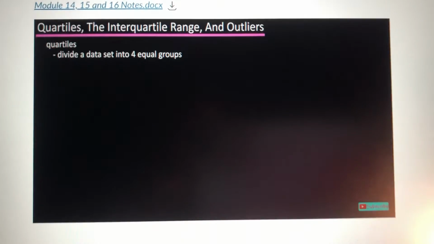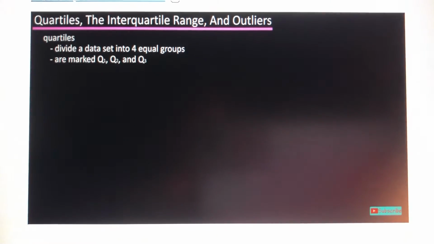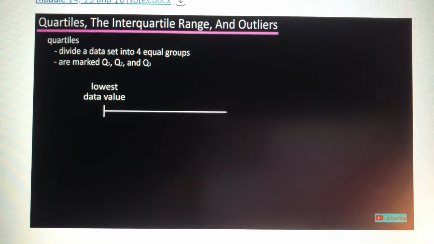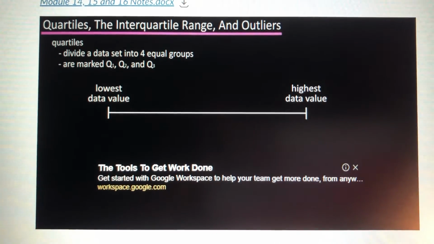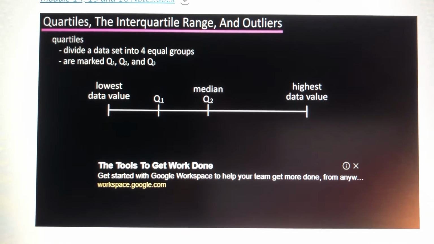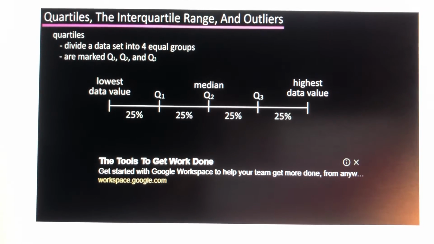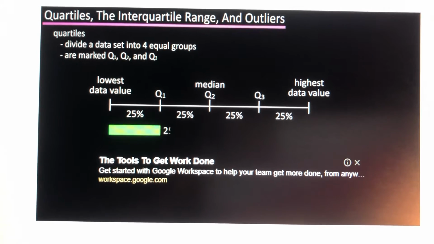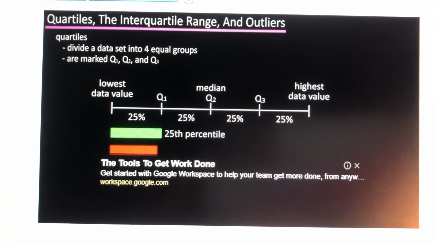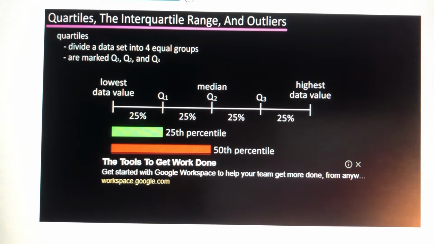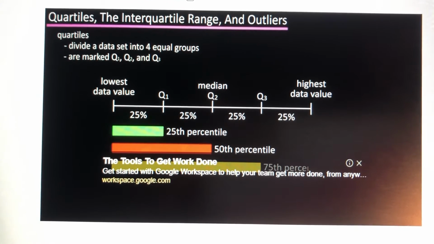...into 4 equal groups, and they are marked with Q1, Q2, and Q3. If we draw a line with the lowest data value to the left and the highest data value to the right, we can mark Q1, Q2, and Q3 at equal distances on the line, with each section being 25%. Q1 is the same as the 25th percentile, Q2 is the same as the 50th percentile, and Q3 is the same as the 75th percentile.